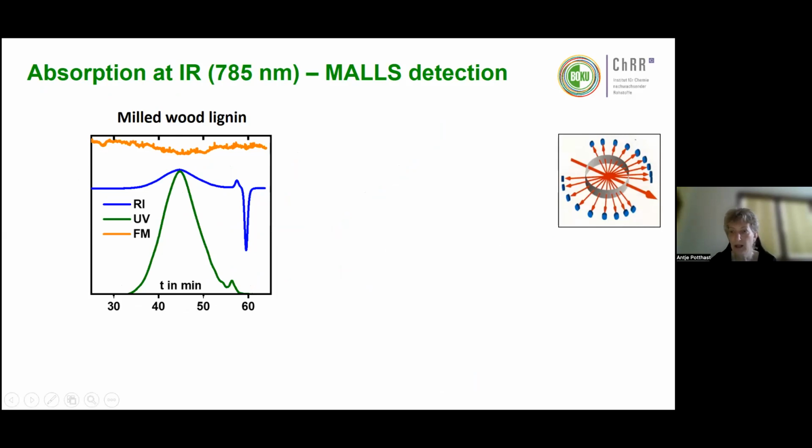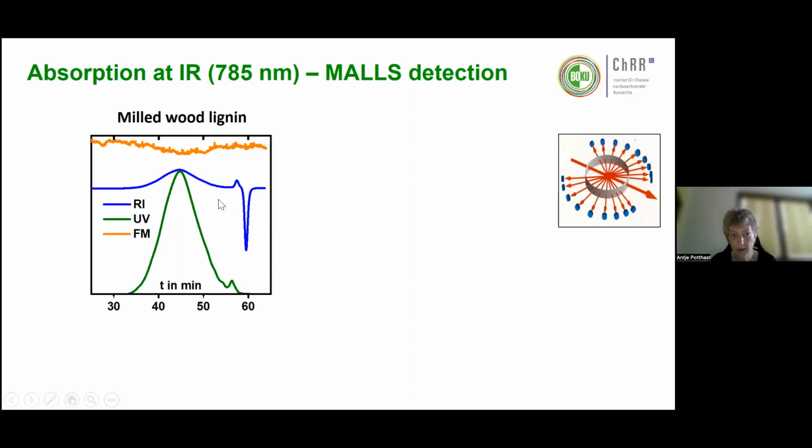So we look at what is coming to this forward laser. This is shown here for a milled wood lignin. The milled wood lignin is mildly isolated. It's slightly yellowish, but it has a nice color. It's not dark, and basically has no big fluorescence issues. You could even measure it with 660 nanometer.